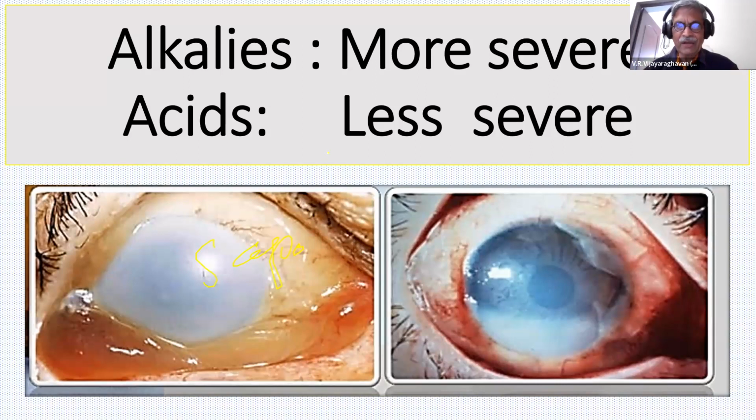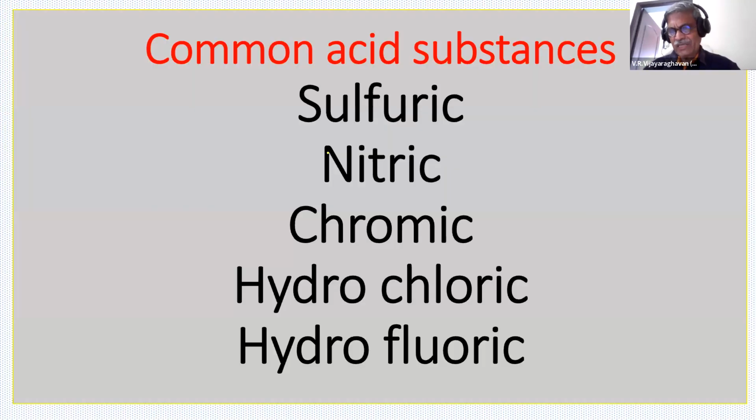For example, you know the acid substances. We have sulfuric acid, and many other acids. But the most important acid you're supposed to know here is hydrofluoric acid. It can dissolve the tissues and can penetrate easily.